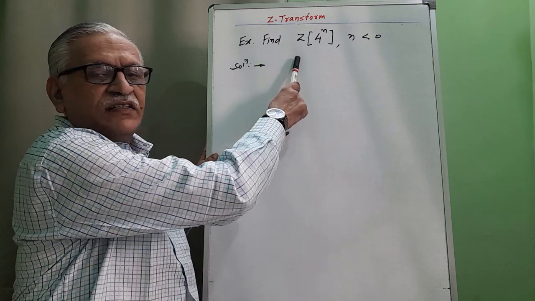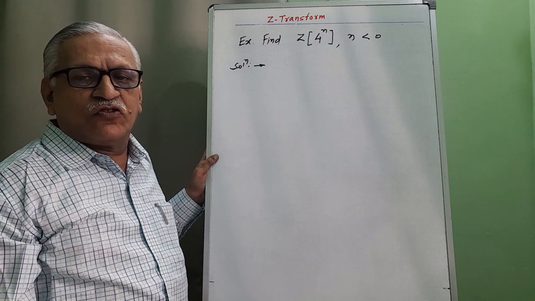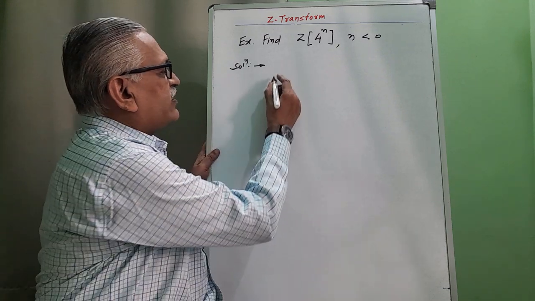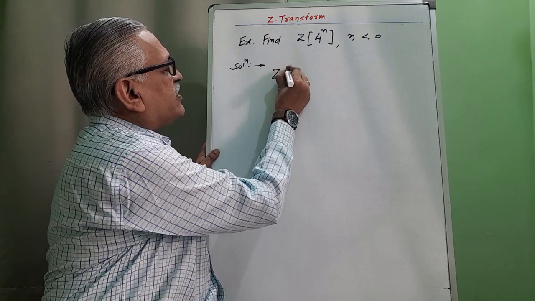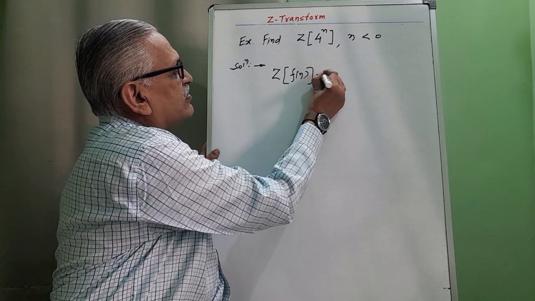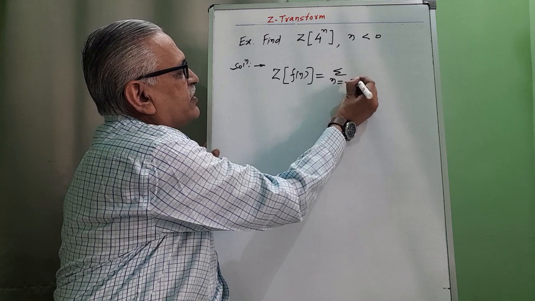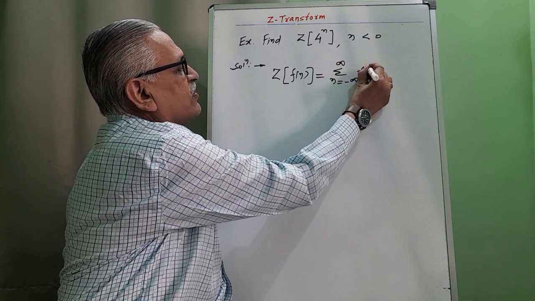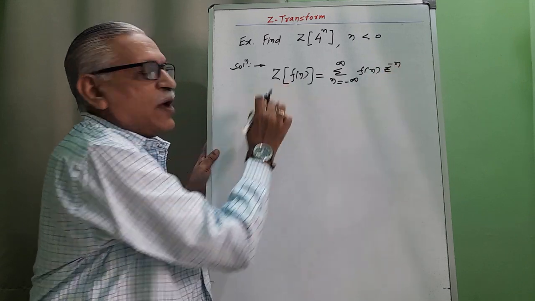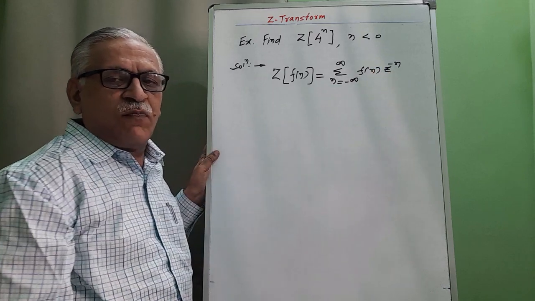Let us find the Z transform of 4 raised to n under the condition n less than 0, meaning the value exists for negative values only. Therefore, applying the standard result to find the Z transform of f of n, where n changes from minus infinity to plus infinity, f of n into z raised to minus n. Capital Z stands for the operator of the Z transform and small z stands for the complex number.